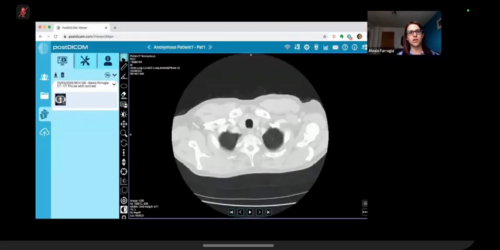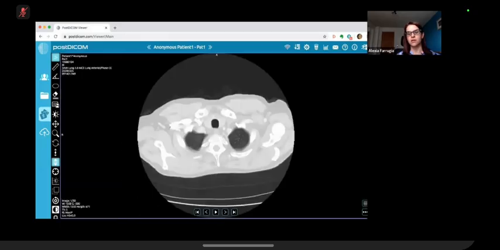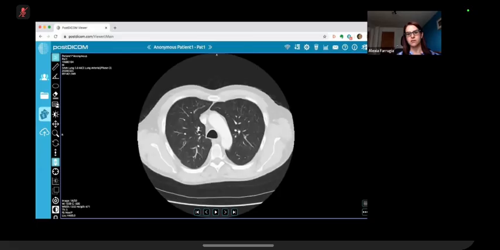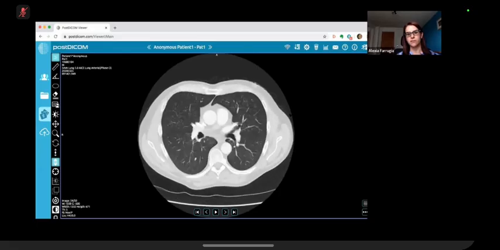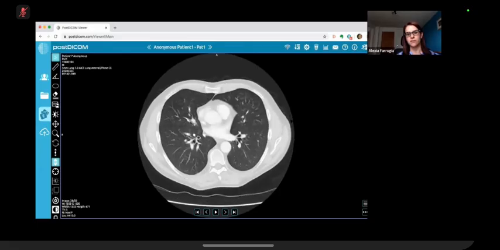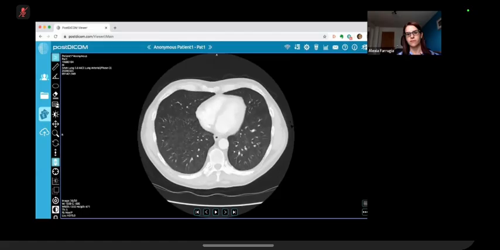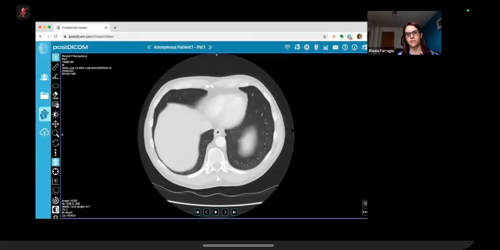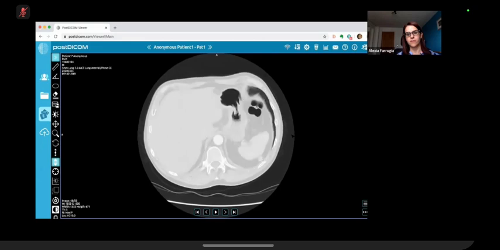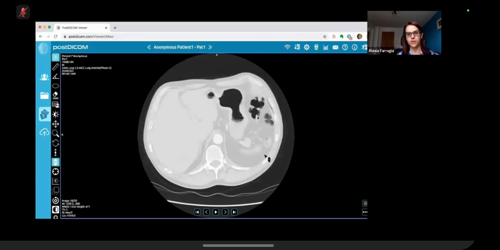I'll show you his CT on lung window. It's a non-contrast CT. I will show you that again because I think it jumped a bit in the beginning.